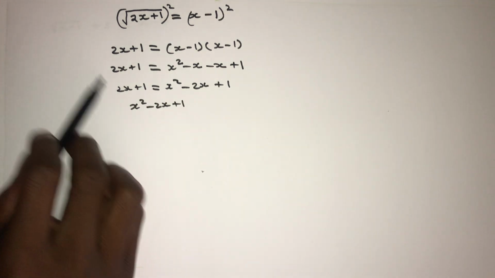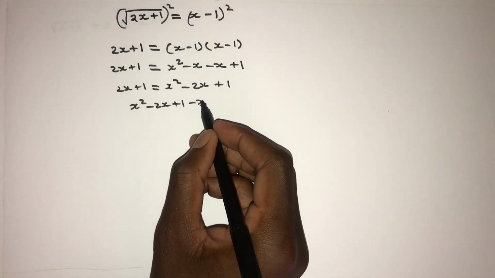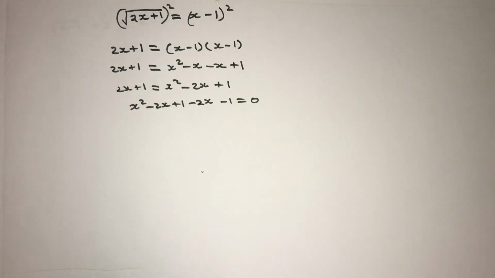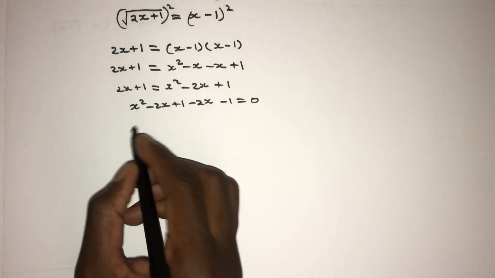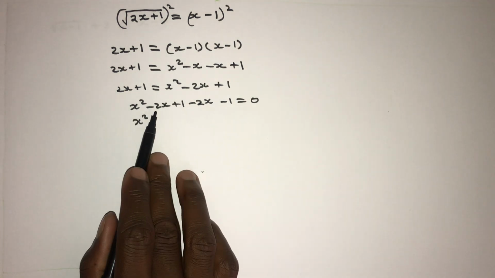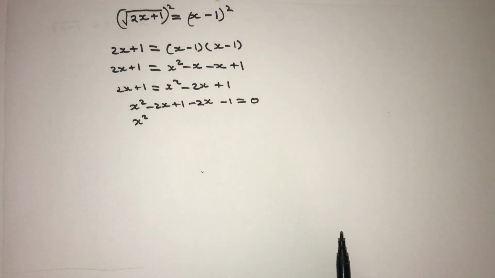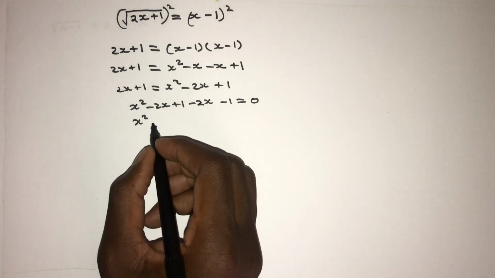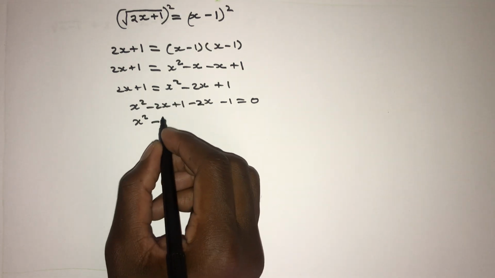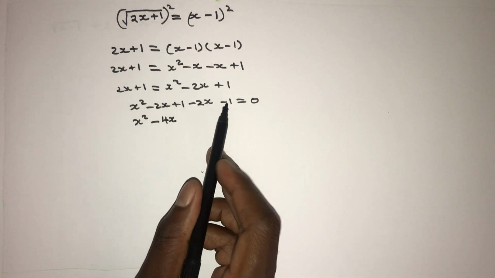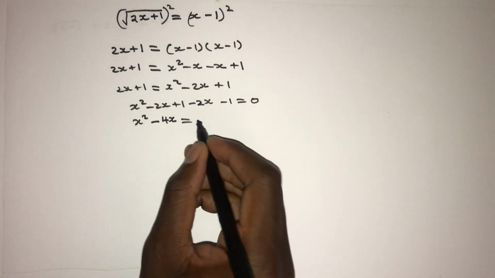So let's take this side, x squared minus 2x plus 1. Then we take this to the other side to join this one. It's going to be minus 2x. This one is going to be minus 1. Then we equate to 0. So x squared is just x squared. Then we have minus 2x minus 2x, that means we add, the signs are the same. So we must say minus 4x. Then this is positive 1 minus 1, that is 0. So we just equate to 0.